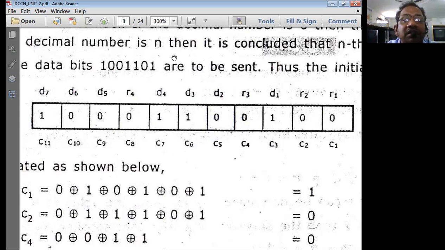Then write down the data. This is the LSB side and this is the MSB side. We already know this: the most right hand side is LSB, and the most left hand side is MSB. So LSB is D1, and we increment this. We write D1, D2, D3, D4, and so on up to D7. D1 is 1, D2 is 0, D3, D4 are 1, 1, and similarly D5, D6, D7 are 0, 0, 1. I'll write all these things.